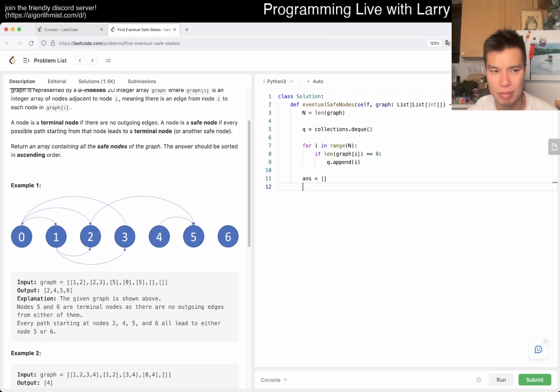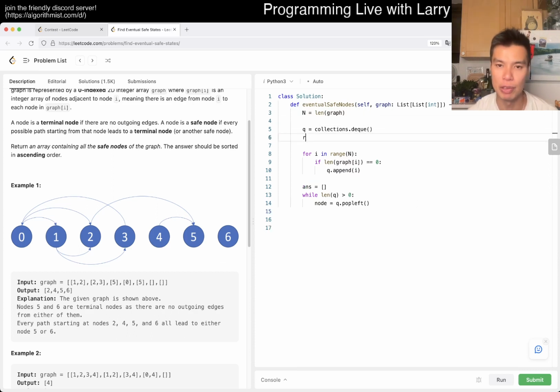I don't think it matters too much. So while length of queue is greater than 0, that means that everything we pop off the queue is going to be a safe node, right? So now node is equal to queue.popleft, and then what does that mean? That means we want to get the nodes that are pointing into this, and then we minus the one degree, right? Right now we don't really have a good way of doing it, so we should cache it.